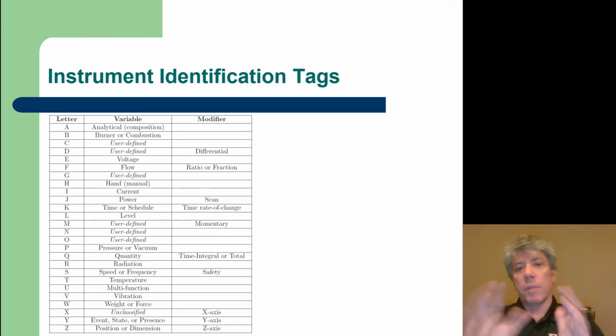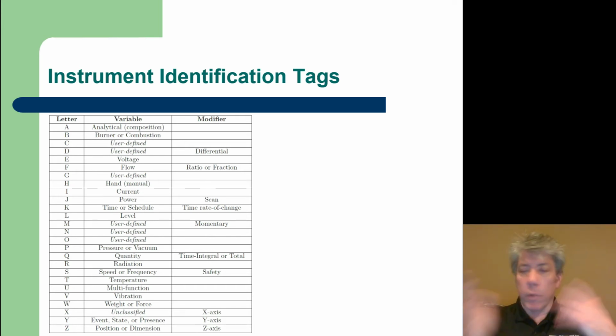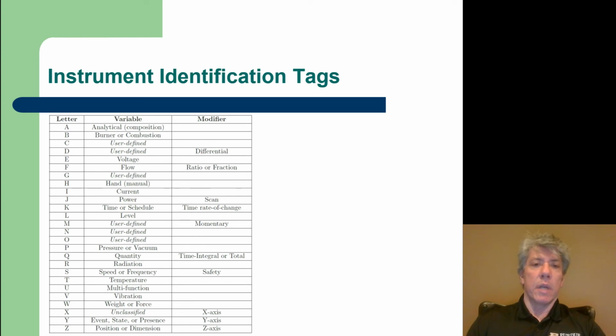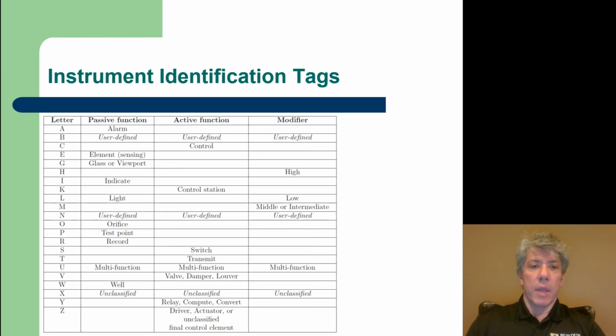So the first couple of letters are going to be a variable and a modifier, or maybe just the variable that's of interest. Then if we have a passive function like indicating, you see that I means indicate. So a TIC, temperature indicating control. The active function C is control. So temperature indicating control is a controller that controls temperature and shows the user an indication of the temperature measurement.